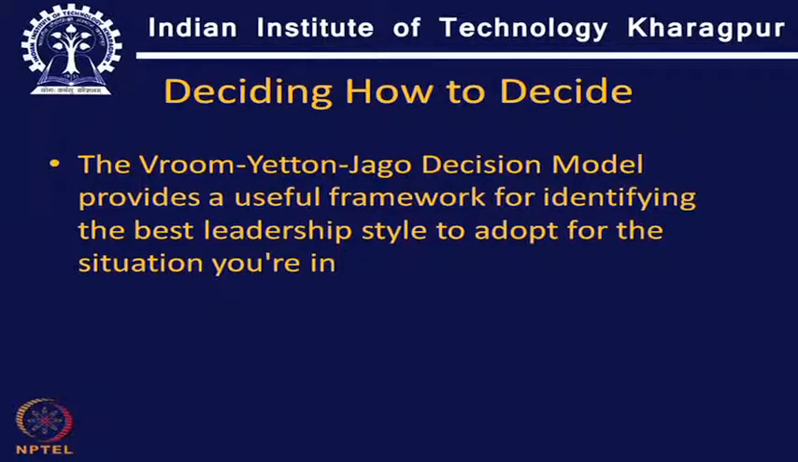The next important phase is deciding on how to decide. In deciding how to decide, the Vroom, Yetton and Jago decision making model provides a useful framework for identifying the best leadership style to adapt to the situation one is in. It takes the form of a branching sort of model while we are talking of decision making and the situation you are in.